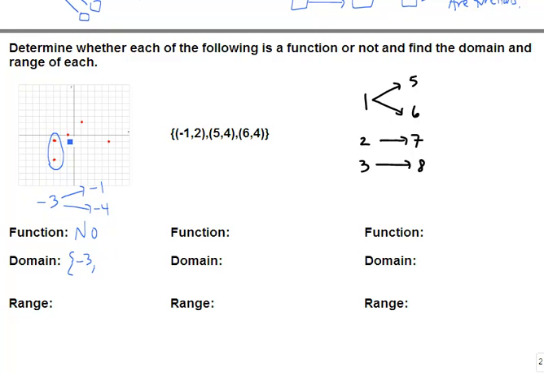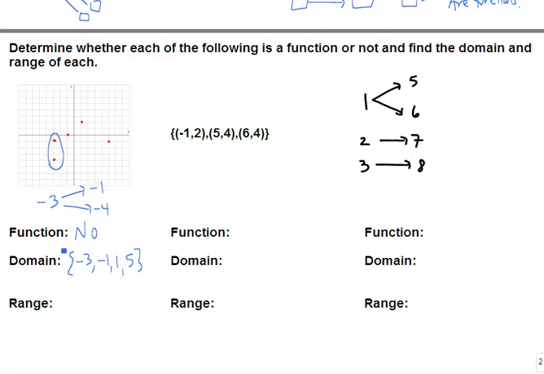The next x value for this point right here is -1. The next point over here has an x value of +1. And the next point over here, 1, 2, 3, 4, 5, has an x value of 5. So we had 4 distinct x values, so I'm listing those as a set.